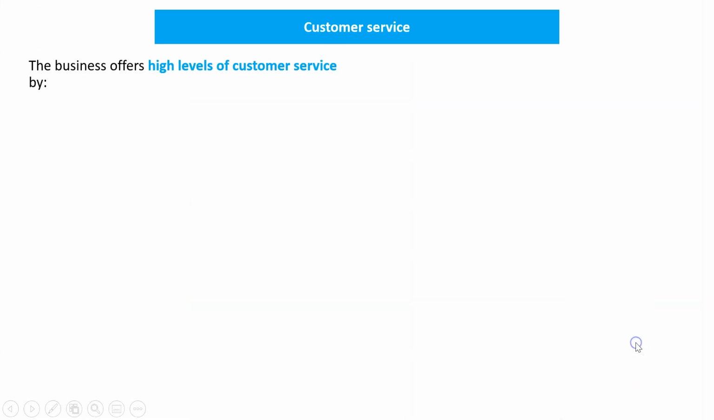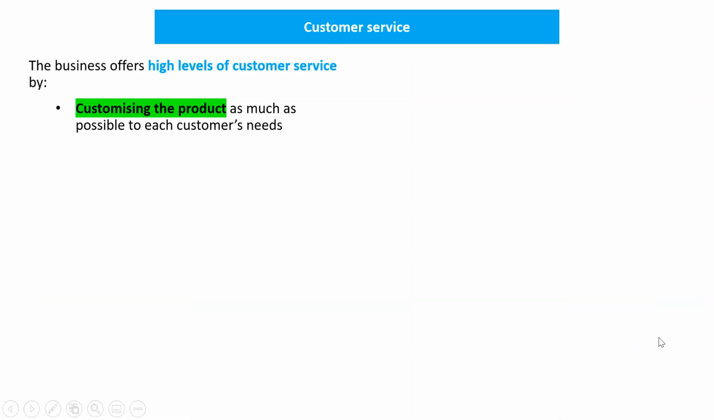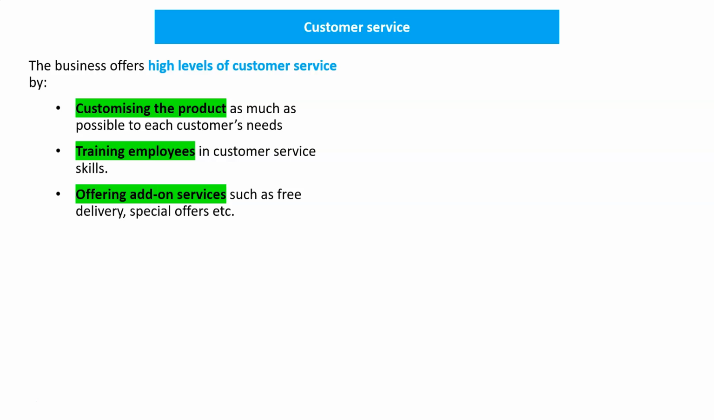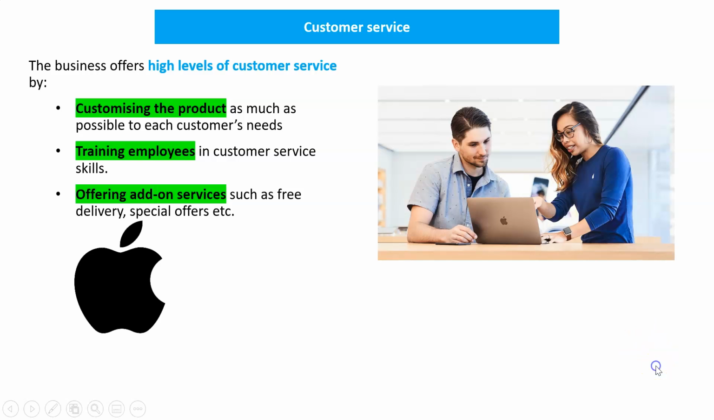What else can we do? We can have excellent customer service. So we can customize the product itself to each customer's needs. We can train employees in customer service. And we can also offer add-on services like free delivery, special offers, etc. Let's look at Apple. What do they do?